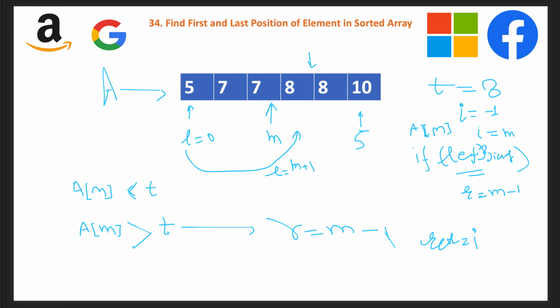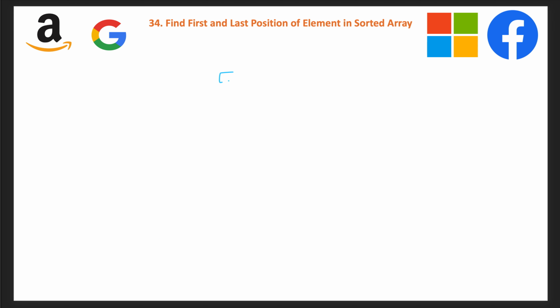So, for the leftmost, let me take an example to make it clear. We have the array 5, 7, 7, 8, 8 and 10. Now, let me apply the binary search. My L is 0 and R is 5, so the first m is 2. We are finding the range, the start and end index of 8. First, a of 2 is not equal to 8, so we update our L to m plus 1, which is 3.